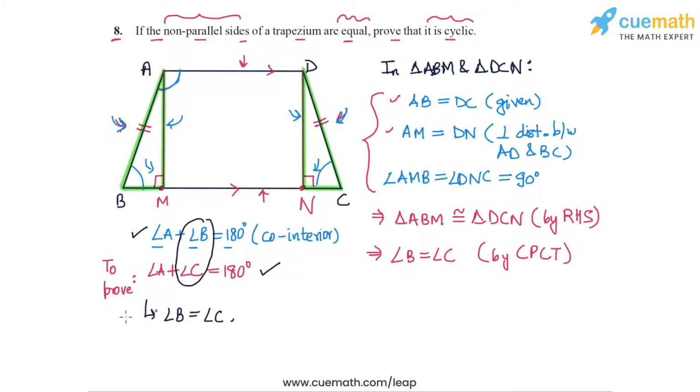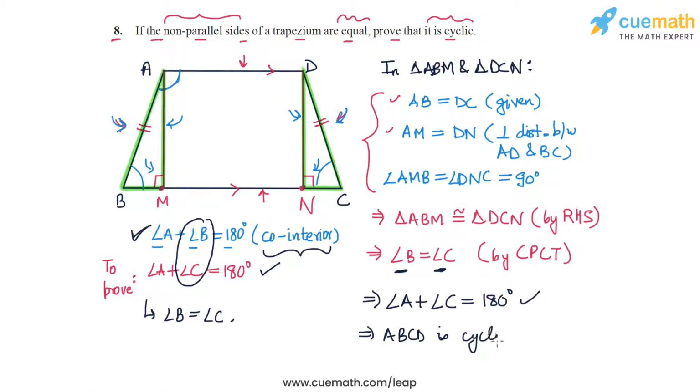Now, as we discussed earlier, if angle B is equal to angle C, it follows that angle A plus angle C is equal to 180 degrees, because we know that angle A plus angle B is 180 degrees, as these are co-interior angles, and angle B is equal to angle C. We have proven this. So it follows that angle A plus angle C is equal to 180 degrees, and this means that ABCD is a cyclic quadrilateral. So this is the proof for question 8.